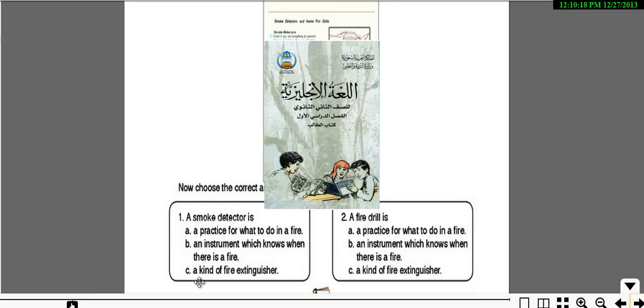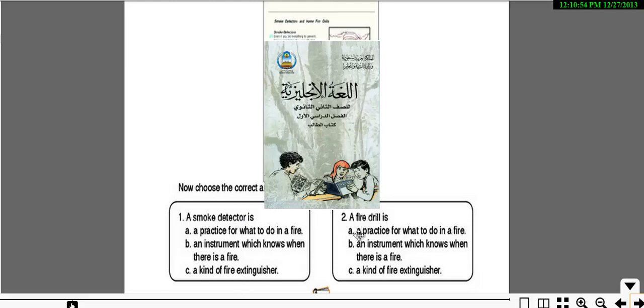Now, there are three options to work on. A practice for what you do in a fire, an instrument which knows when there is a fire, and a kind of fire extinguisher. Well, you don't just practice with a machine. The machine doesn't practice. An instrument which knows when there is a fire, yeah, that pretty much makes sense. There is an instrument that can tell you when there is a fire because of the smoke coming out. A kind of extinguisher, no, because it doesn't provide you with water that can put down the fire, but actually it just tells you there is something happening.